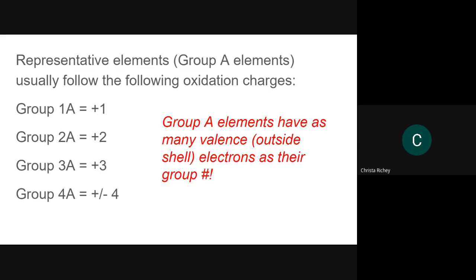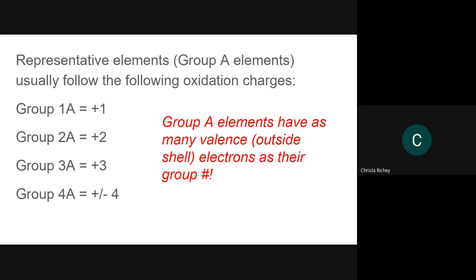Group 2, so from beryllium down, they have 2 valence electrons. And it's easier to lose 2 than it is to gain 6. And if you lose 2 negatives, you become positive 2. Hence, why I wanted you guys to put a +2 on the top. Group 3, they have 3. It's easier to lose 3 than it is to gain 5, so that becomes positive 3.